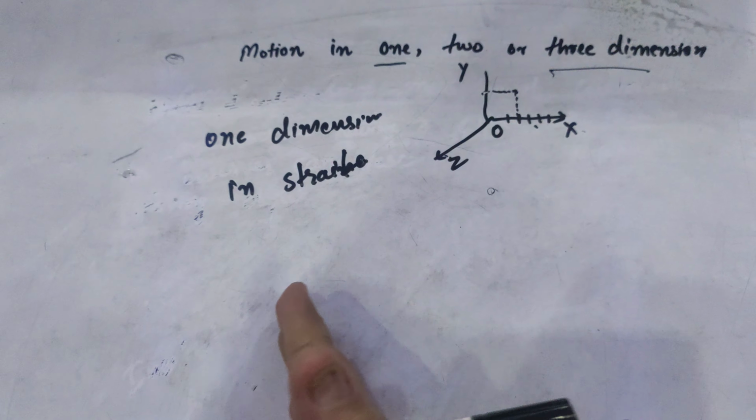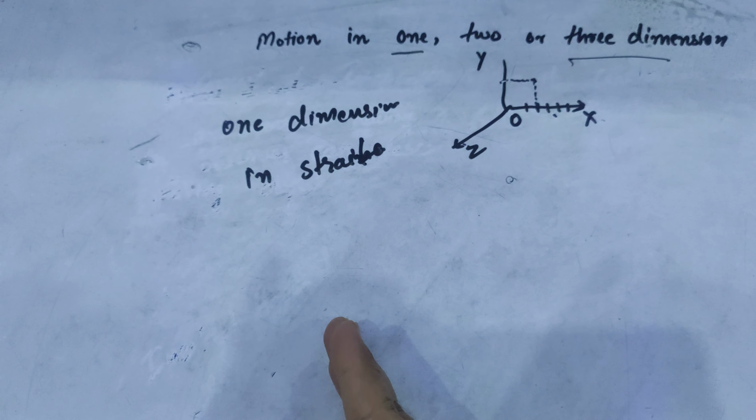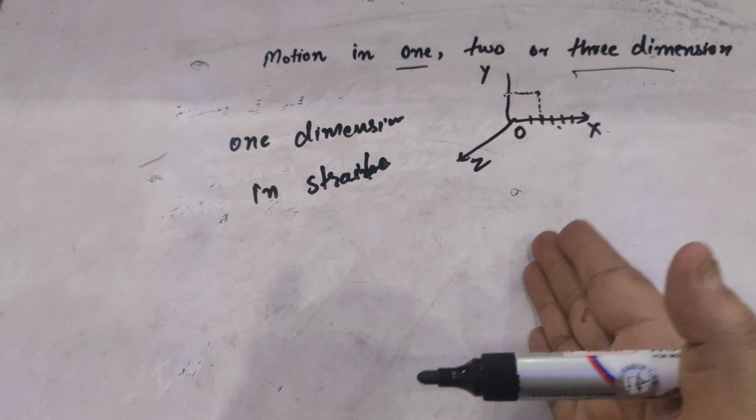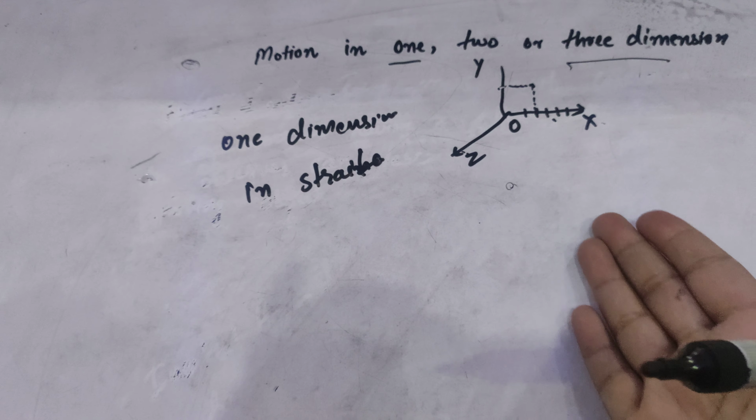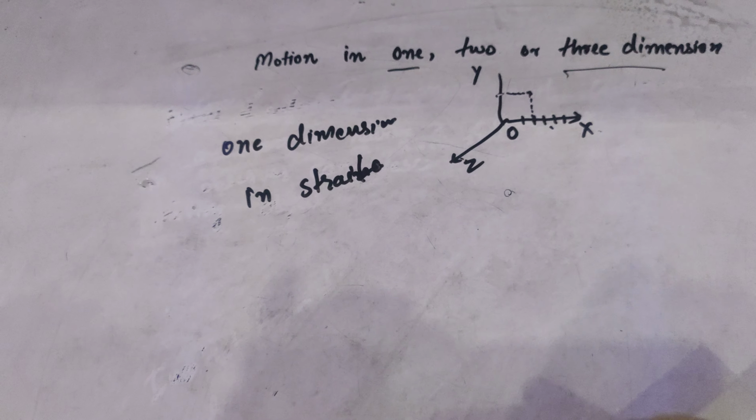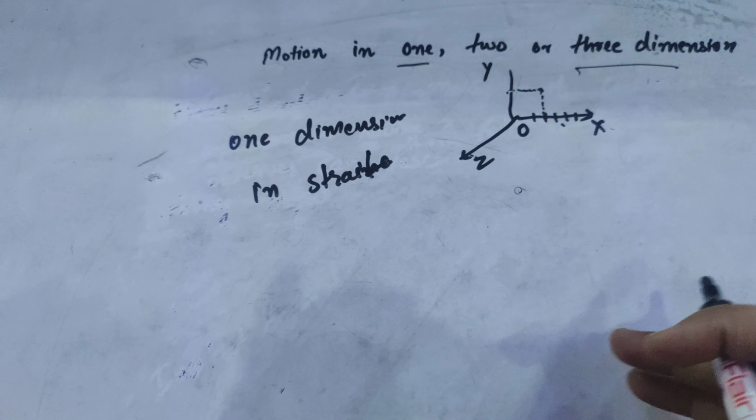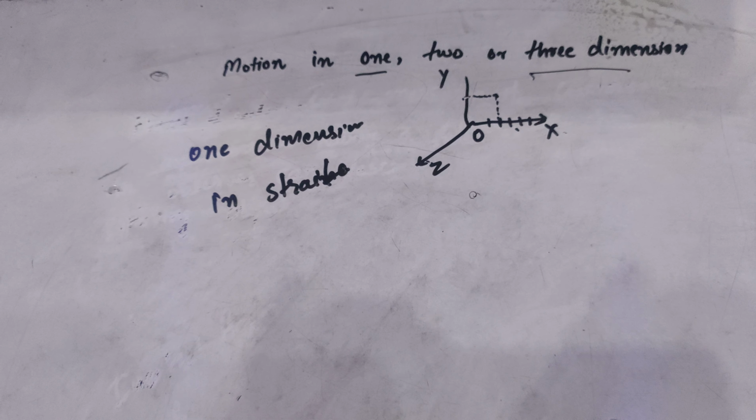So basically, when only the x coordinate is changing, that is one dimension motion. When any two of the coordinates change, x or y, y or z, z or x, that is called two dimension motion. When all three coordinates are changing while the body is moving, that is called three dimensional motion.